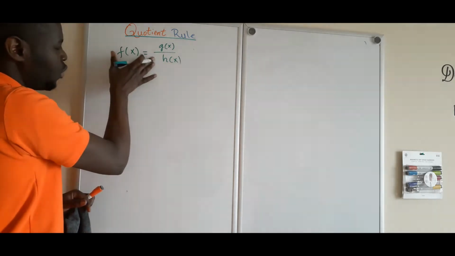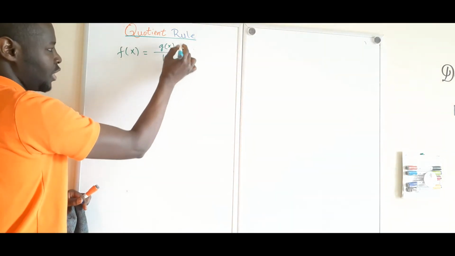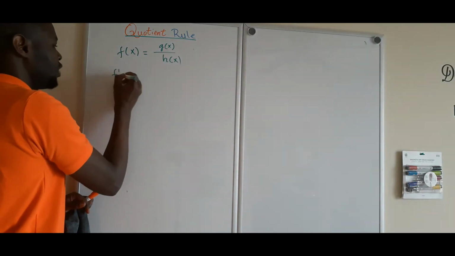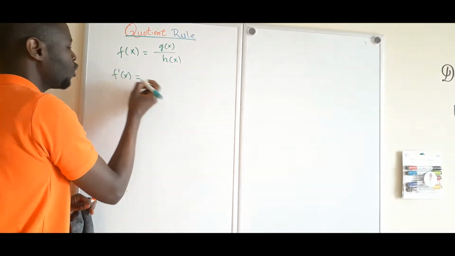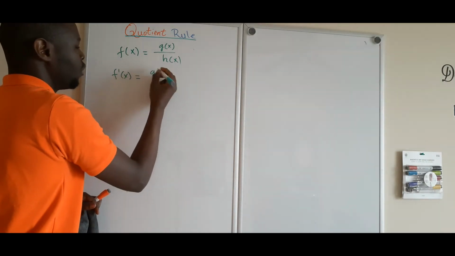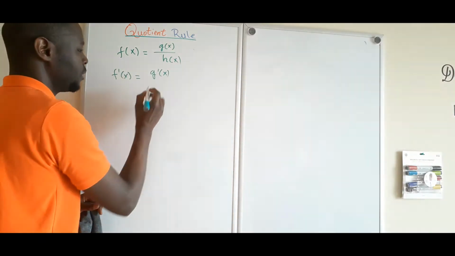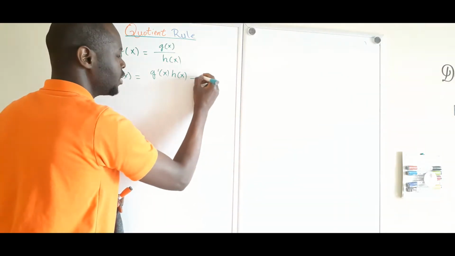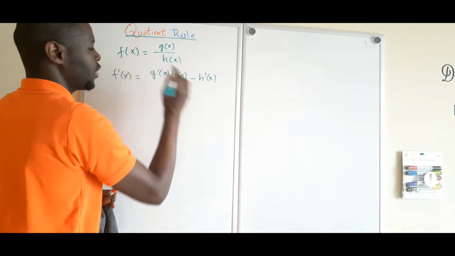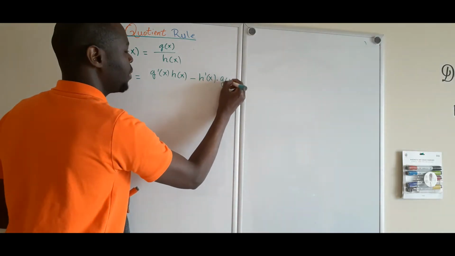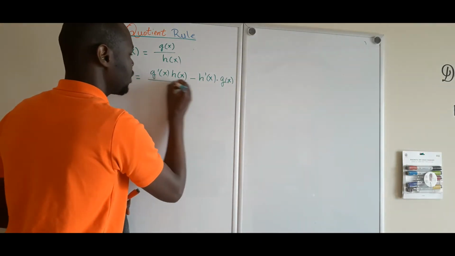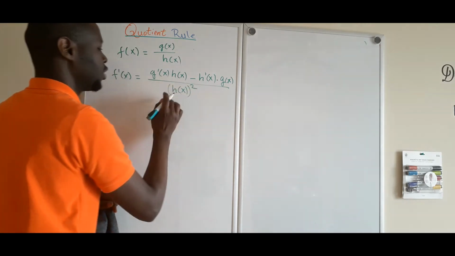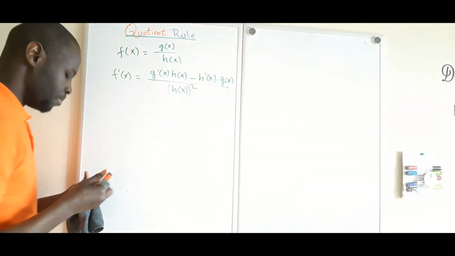In order to evaluate this derivative, because now you have two functions, g of x and h of x, by the quotient rule, we'll find the derivative of the first, the one on top, g prime of x, times the function at the bottom, minus the derivative of this function multiplied by the function on the top. Everything divided by h of x squared, which corresponds to the function at the bottom.